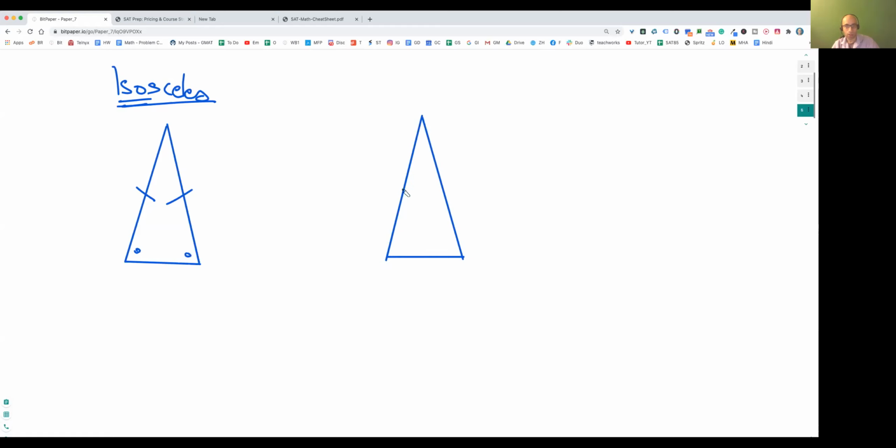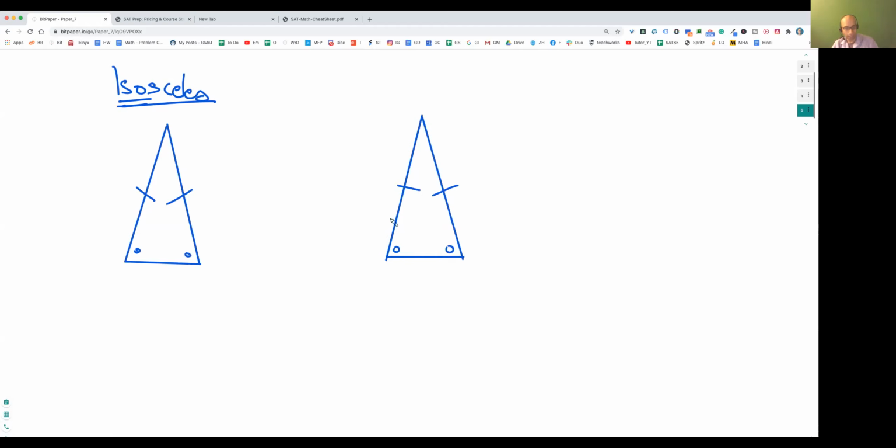Now the other way an isosceles triangle can appear is when these two angles are given to be equal. They don't tell you the sides are equal, so they're being sneaky here. They just give you these two angles are equal, but that actually means these two sides are equal. Remember that. Even if they say these two angles are equal, remember these two sides are equal as well, and that's going to help you a whole lot to solve problems.